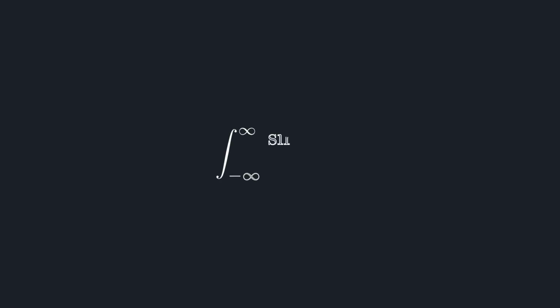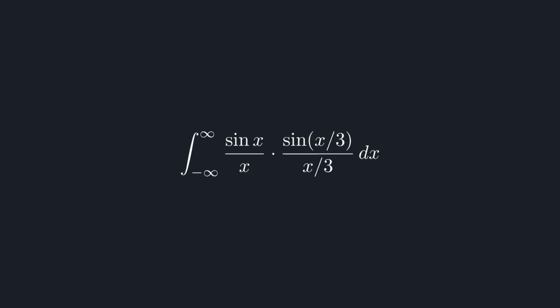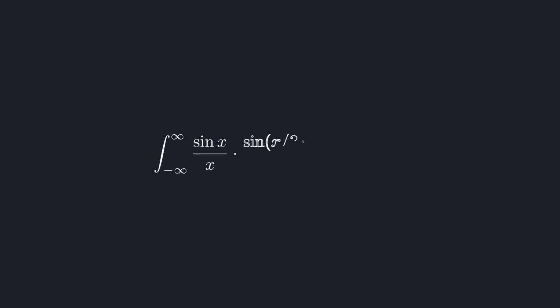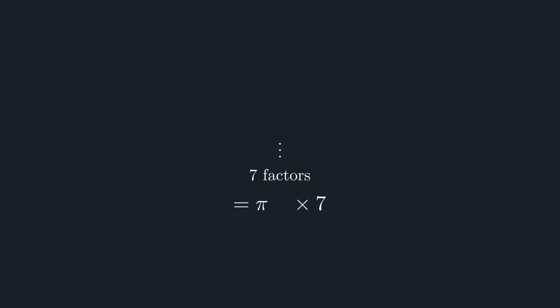Take the integral from negative infinity to infinity of sine x over x. The answer is pi. Now multiply by sine of x over 3 divided by x over 3. Integrate again, still pi. Add sine of x over 5 divided by x over 5. Still pi. Keep going. 7 factors. 7 times the answer is pi.